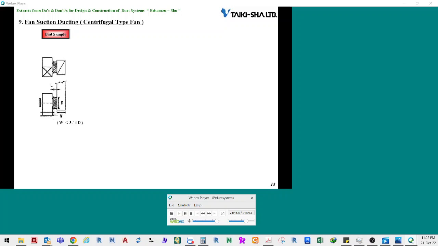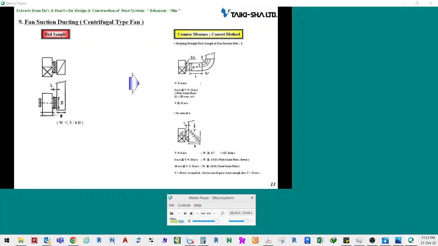Now, I will explain about inlet ducts of centrifugal fans. A bad example is shown on the left side of the slide. The depth of the chamber on the fan suction side is shorter than 3/4 of the suction diameter D. In such a case, the resistance rises and interrupts the flow of the air and causes noise. In this case, you should take measures as shown on the right side of the slide.